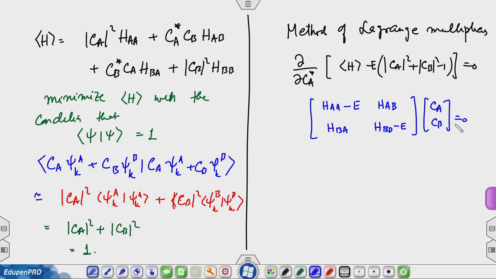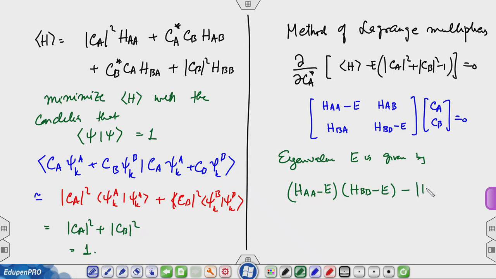You want non-trivial solutions, so the matrix determinant should be 0. So, the eigenvalue E is given by H_AA minus E times H_BB minus E minus mod H_AB square equals 0. This is all standard variational stuff. The tight binding approximation and whatever we do comes in calculating these matrix elements.